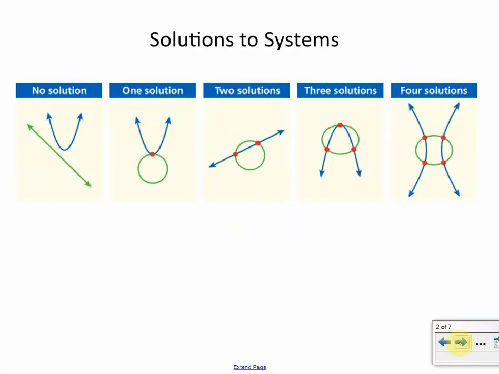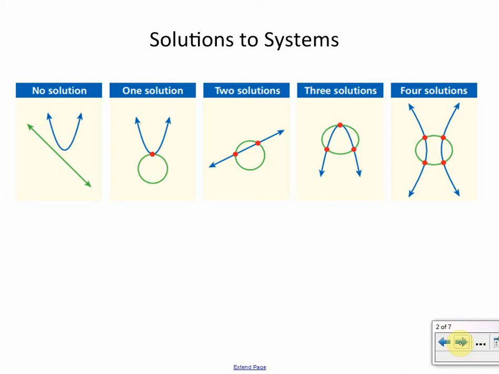So in nonlinear systems of equations, we have multiple different options for the number of solutions. Since we are not doing two linear equations or two lines, our equations can have more than one solution. In fact, they can have no solutions, like in this first example. The picture given is a line and a parabola. That line and the parabola will not intersect at all, so that means there's no solution. We could also have one solution, like the circle and the parabola, two solutions, three solutions, or four.